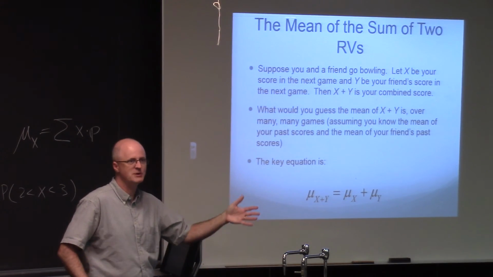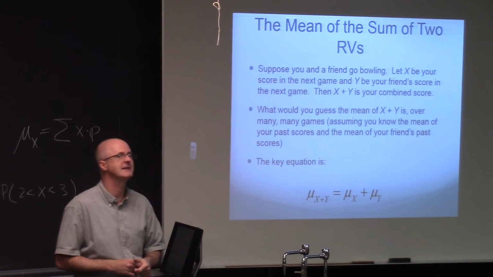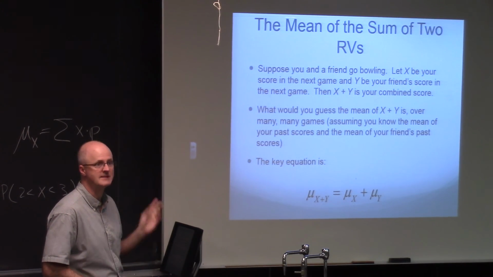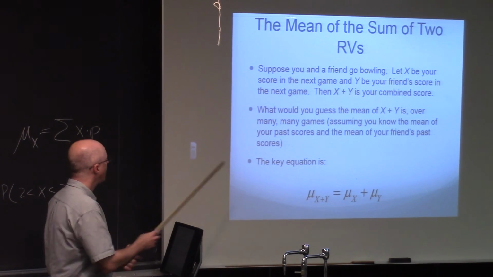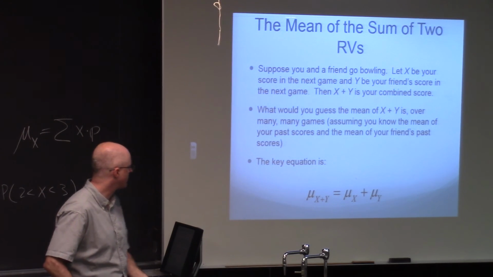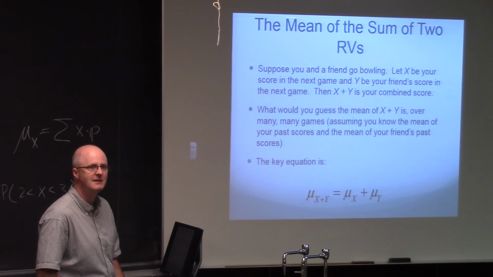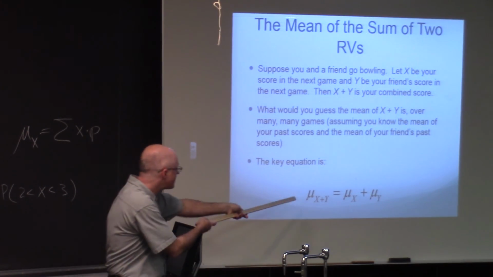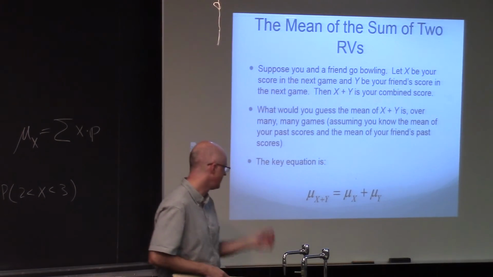Though there's so many scores you could get, it probably could be modeled by a continuous curve like a normal curve. Might be a good model, even though this is discrete. What would you guess the mean of the sum of your scores is over many, many games? Well, if you know your mean score and your friend's mean score, it should make good intuitive sense that you add your mean scores.